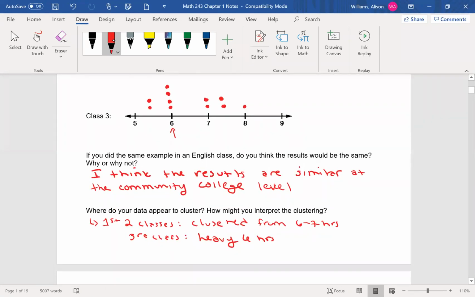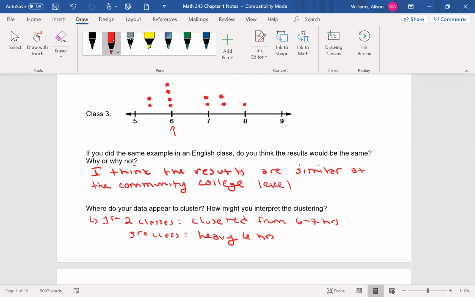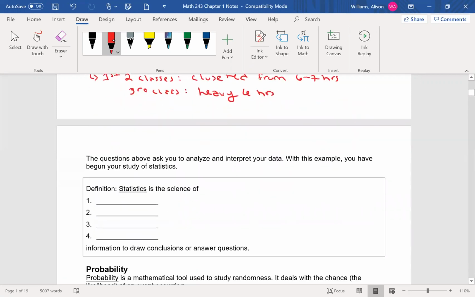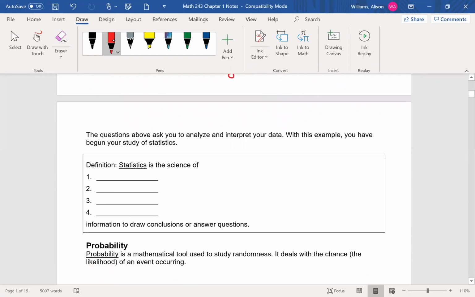It makes sense that it's on the lower end, just because we're looking at a lot of working adults at the community college level. So this is how statistics works. We look at these three classes, and I'm talking about statistics, but notice I immediately jumped to talking about community college in general and how I felt it would be similar to what I'd see in an English class, and why. That is statistics.